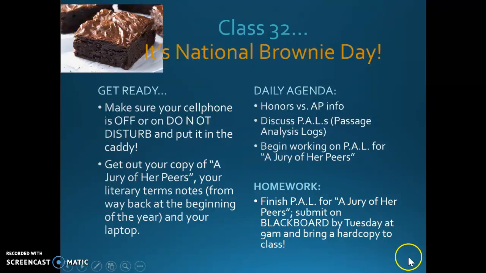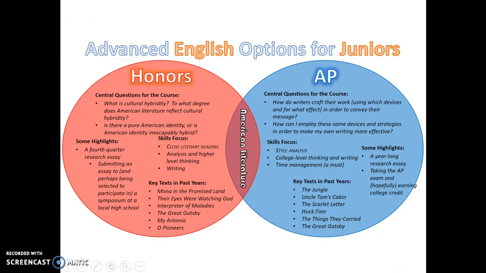Okay, so let's talk a little bit about advanced English options for juniors. So you have some choices next year. You can always stay in a regular level course, which you're in now, and there's nothing wrong with that. The focus for all junior level English classes is American literature. So you'll see that even in honors and AP, they both have that focus on American literature, and the regular level does as well. But if you are interested in honors or AP, this kind of gives you an idea of the difference between the two courses.